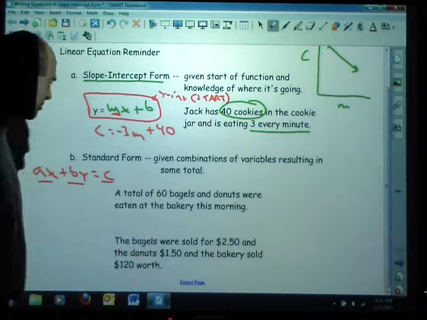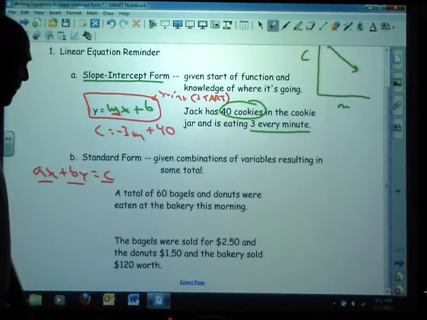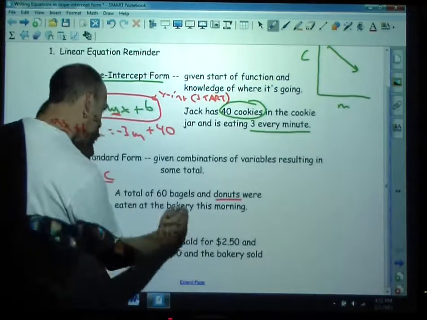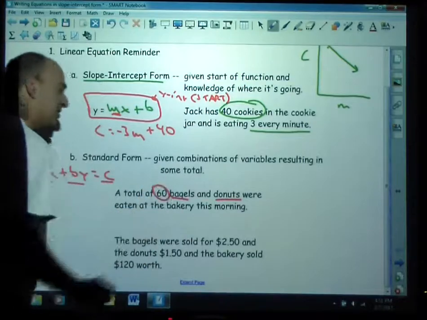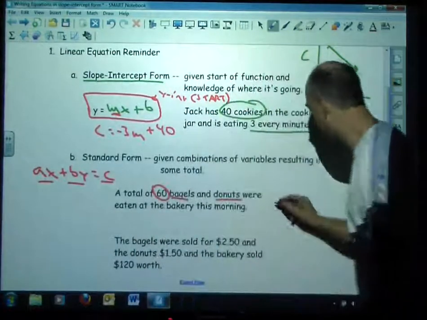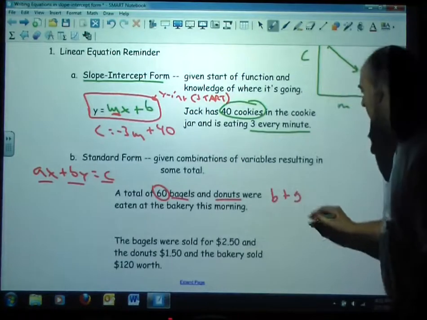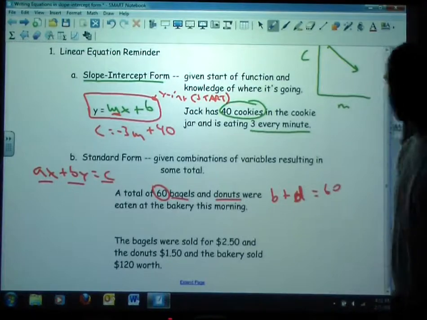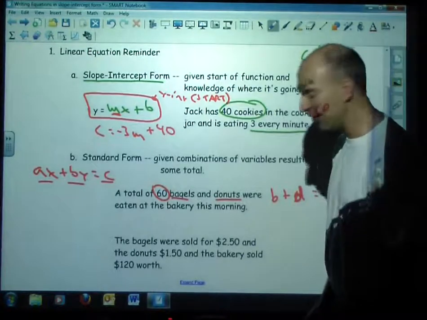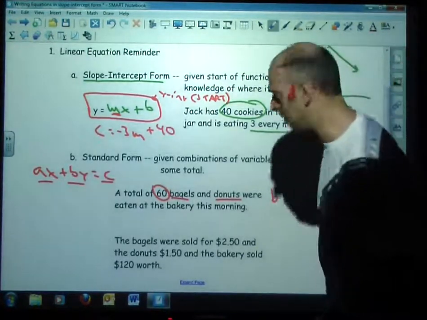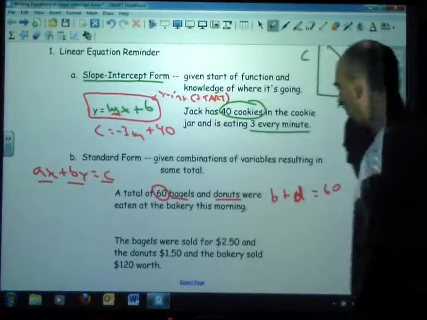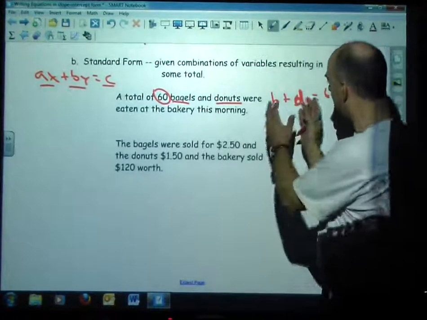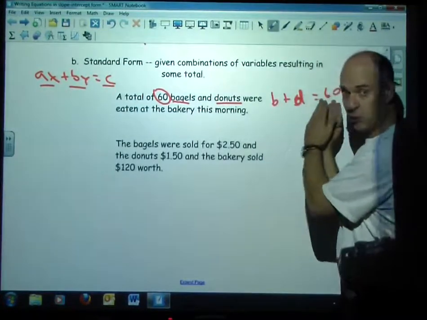A total of 60 bagels and donuts were eaten at the bakery this morning. So what are we talking about? Hopefully donuts and bagels, and there's a total of 60. So we would want to be able to say, you know, B plus D, bagels plus donuts equals 60 freshly baked, unhealthy items that taste good. All right, there we go. Now, here's another example. This is a quantity type equation where you're having an amount of this and an amount of this equaling a total amount.